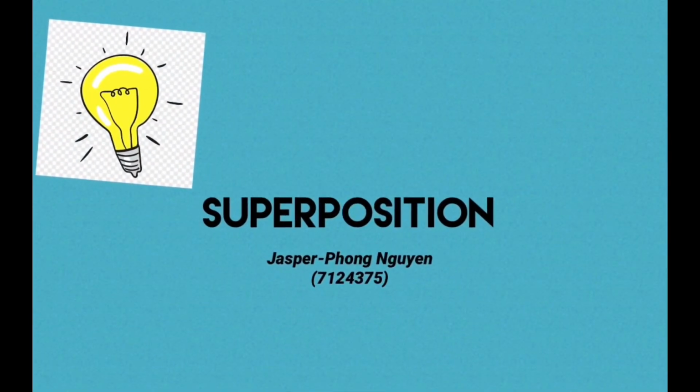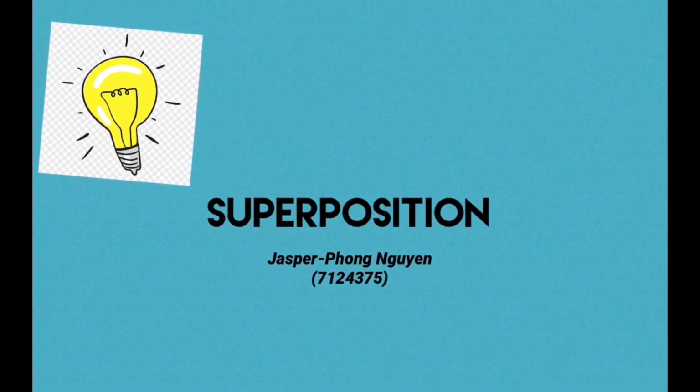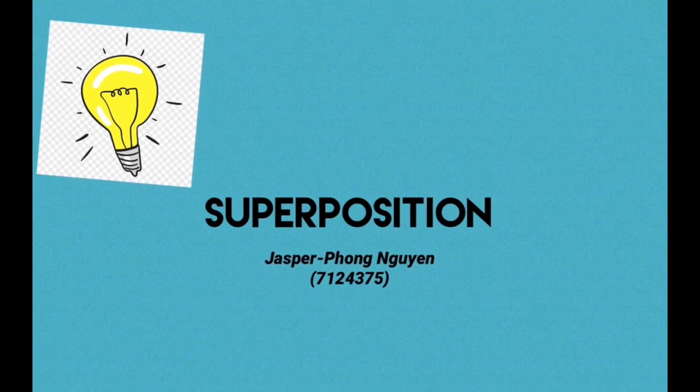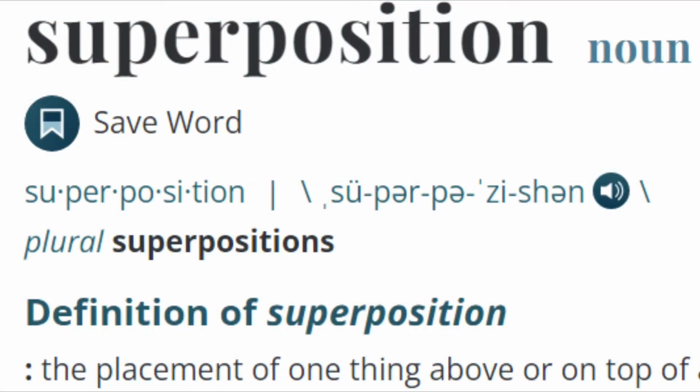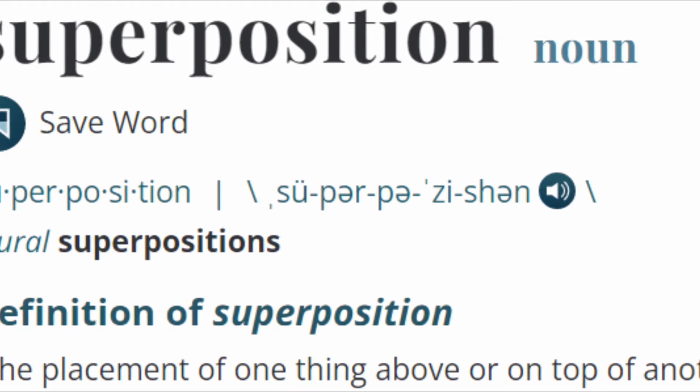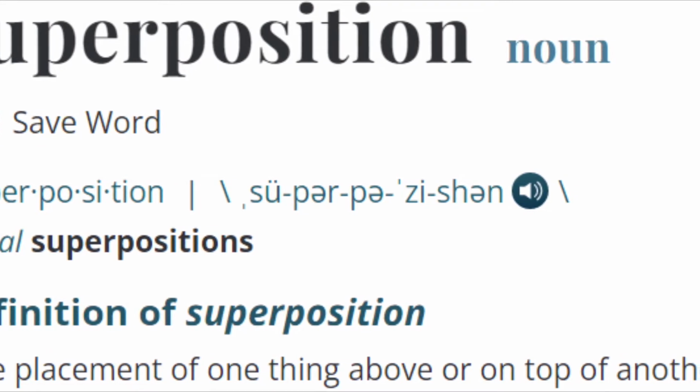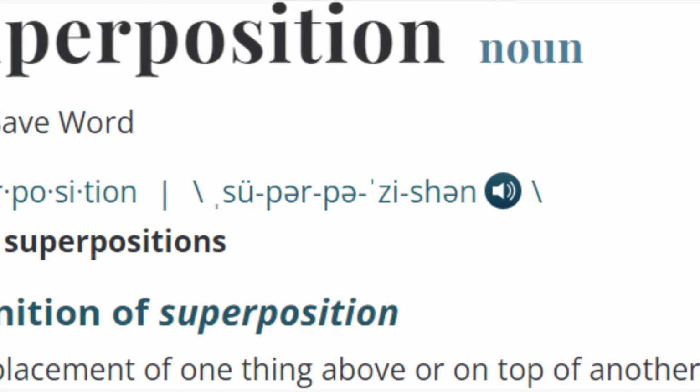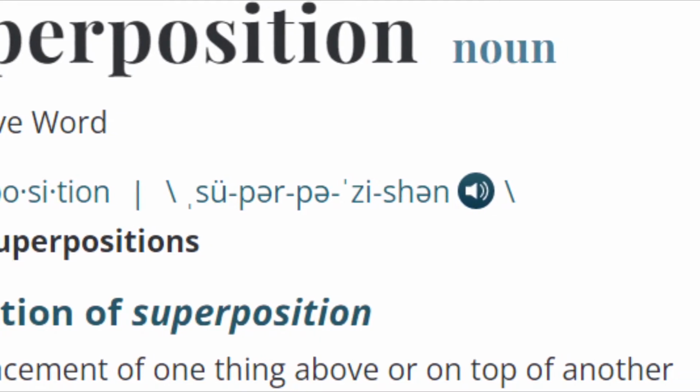Superposition is a method used to find the voltage or current flowing through a circuit that has more than one source of power, like a battery or current source. The Merriam-Webster dictionary defines superposition as the placement of one thing above or on top of another, which is pretty much what we're doing with circuits that have more than one power source.